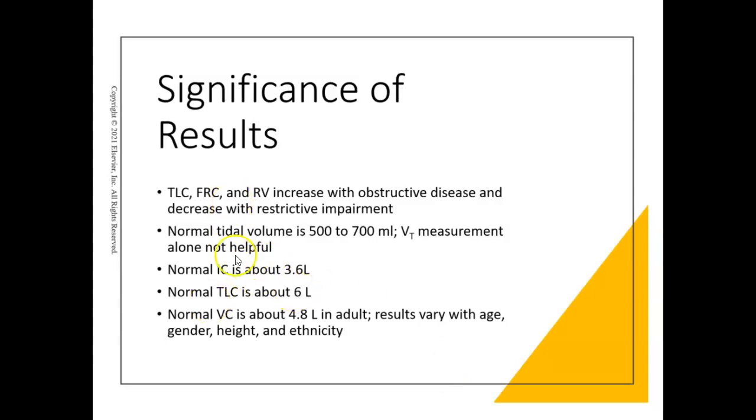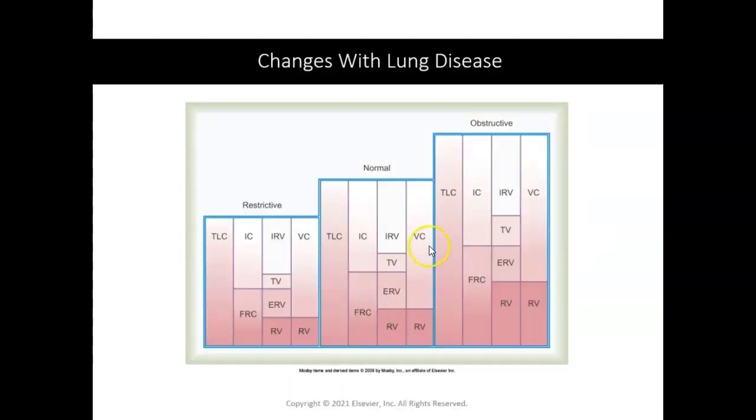It's not super important to know these normal values in liters. Mostly you're going to worry about them in regards to percent predicted. Okay, so this is a nice picture from your book that shows how in a restrictive disorder, all of these values are decreased. In obstructive disorder, my IRV and IC typically aren't increased, but my FRC is bigger, my residual volume's bigger, and because those two things are bigger, my TLC is bigger.